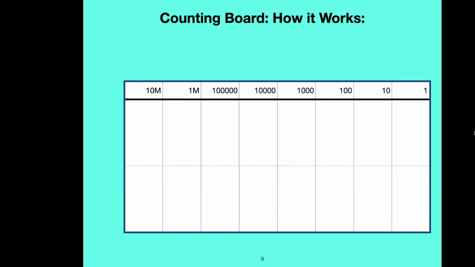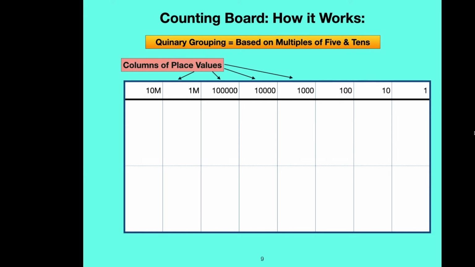Well, we talked about the Greek and Roman and European counting board as one of the simplest forms of abacus, and I'm going to show you how it works here. So the counting board is simply a grid of columns of place values. And you have here, I'm representing standard decimal place values. The Romans would have used Roman numeral place values, but it's pretty much the same. And the counting board does use what we call quinary grouping.